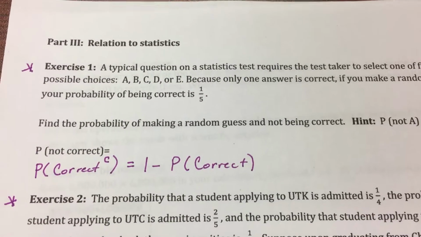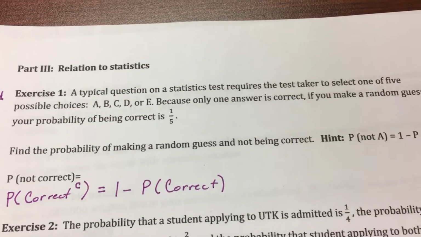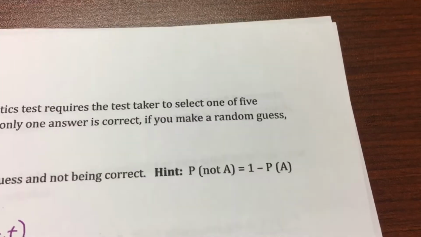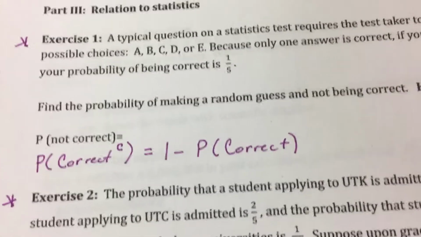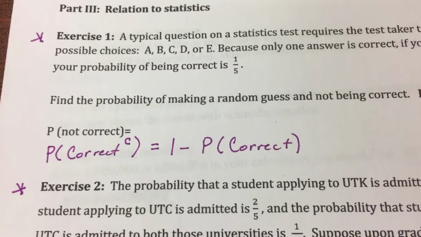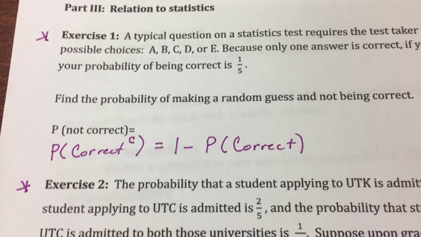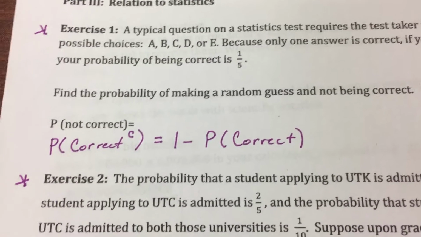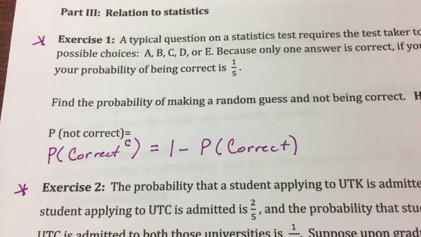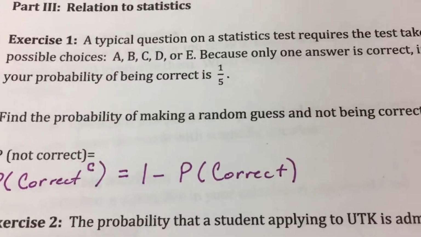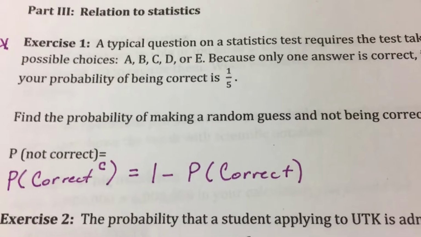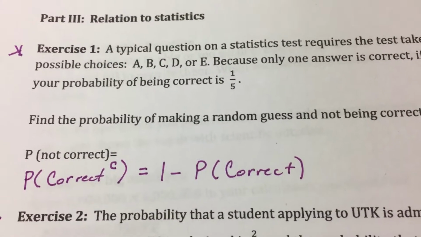They ask you to find the complement. Find the probability of making a random guess and not being correct. Notice the formula can be written as P of not A equals 1 minus the probability of A. Or here's the notation we use in MyLabs Plus. It's probability of correct with a little c, that means not correct, equals 1 minus the probability of being correct. And notice up here is your fraction of being correct. So you're going to have to write out 1 minus 1/5 and type it in your calculator and work that.